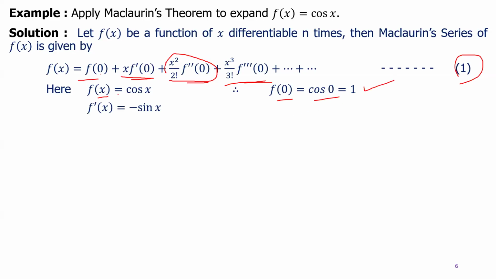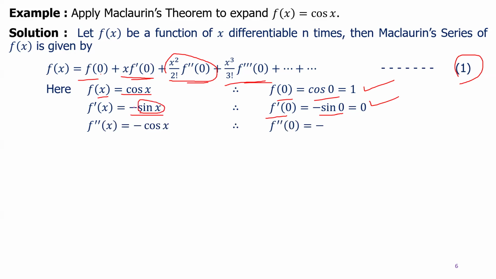Now f dash of x: the derivative of cos x is minus sin x. F dash of 0 is minus sin 0, and sin 0 is 0. Then f double dash of x: the derivative of sin x is cos x, and the minus sign stays. So minus cos x, which is equal to minus cos 0, which is minus 1.